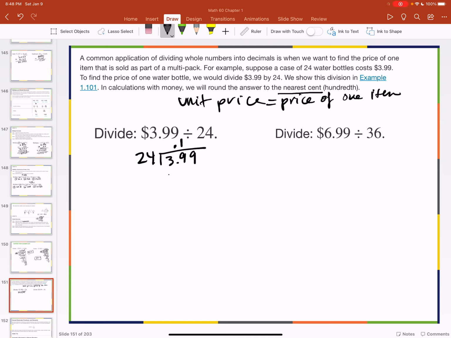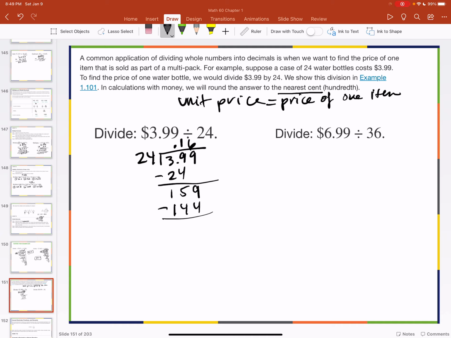24 goes into 39 once. Then we bring this down, that's 159. How many times does 24 go into 159? Let's see, 6 is too many, right? 6 times 24, let me just review that. 24 times 6 is 144, so that works. So 6 times 24 is 144.